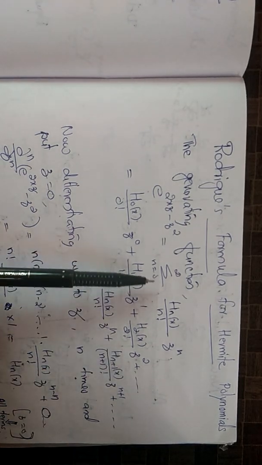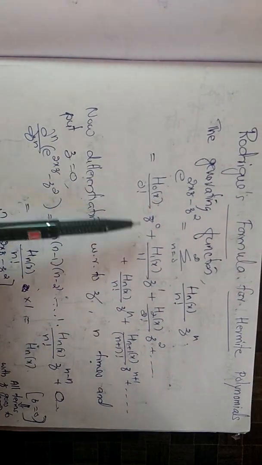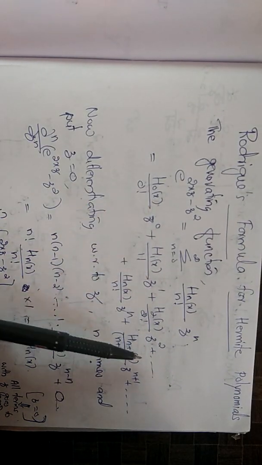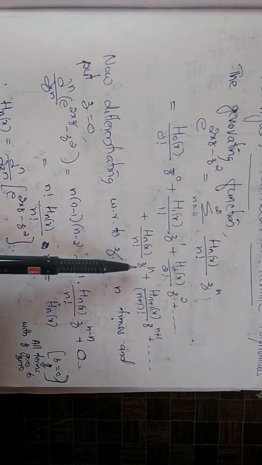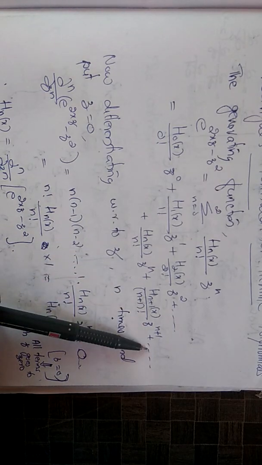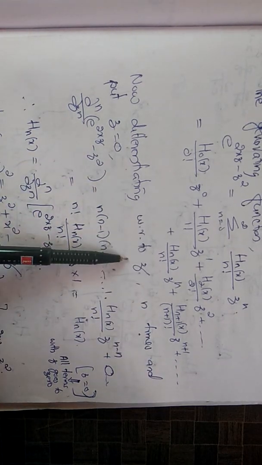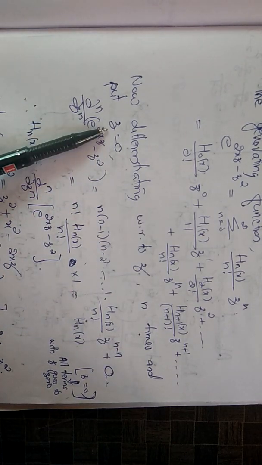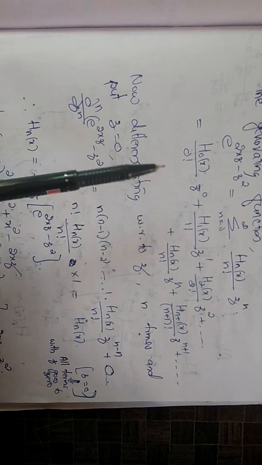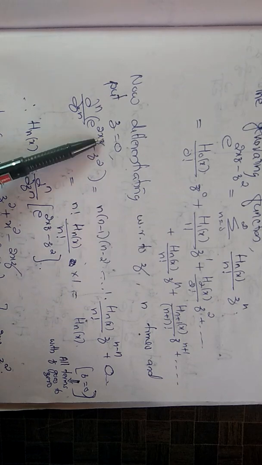Now we will be expanding the right hand side, putting n equal to 0, 1, 2, 3, etc. This will give you H0(x) divided by 0 factorial z raised to 0 plus etc., plus the nth term, which will be Hn(x) by n factorial z raised to n, plus the higher order terms. The next step is to differentiate the above expression with respect to z n times using the Leibniz theorem, and then put the value of z equal to 0. That means differentiating this expression n times with respect to z and putting z equal to 0.